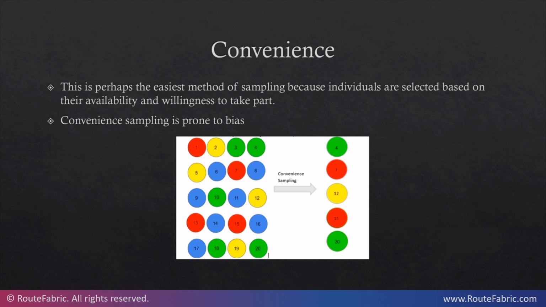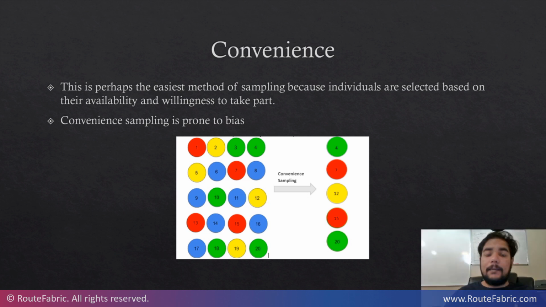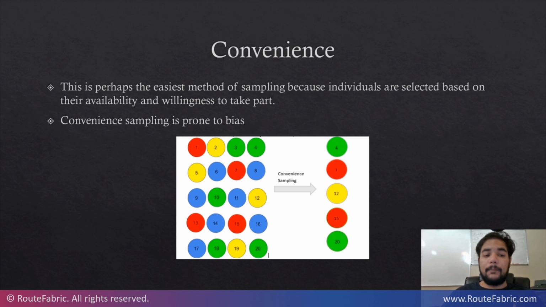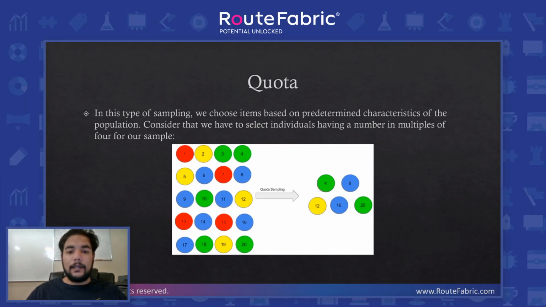Now let us look at non-probabilistic sampling. The first one is convenience sampling, perhaps the easiest method of sampling because events are picked based on their availability and willingness to take part. Convenience sampling is prone to heavy bias. In the example below, we can see that only green, red, and yellow got picked, and none of the blue events got picked.